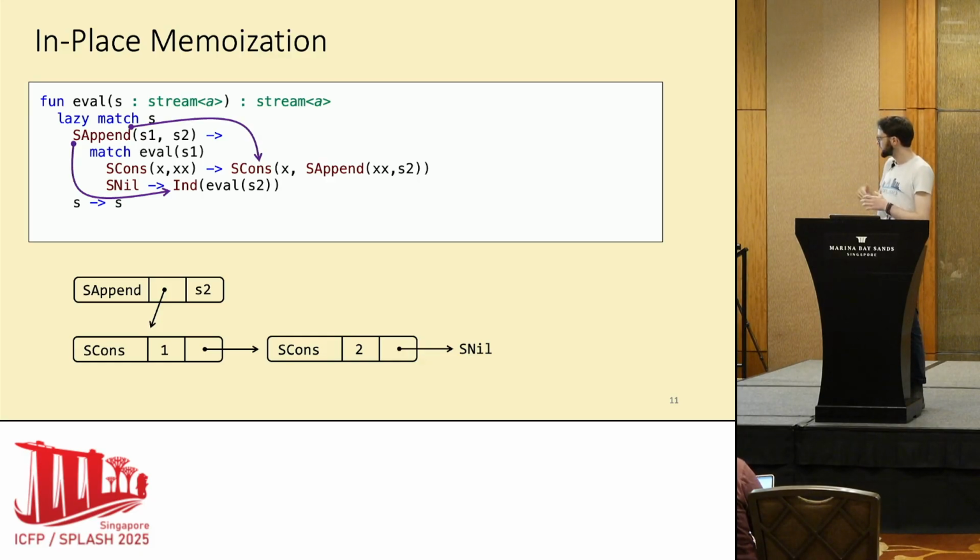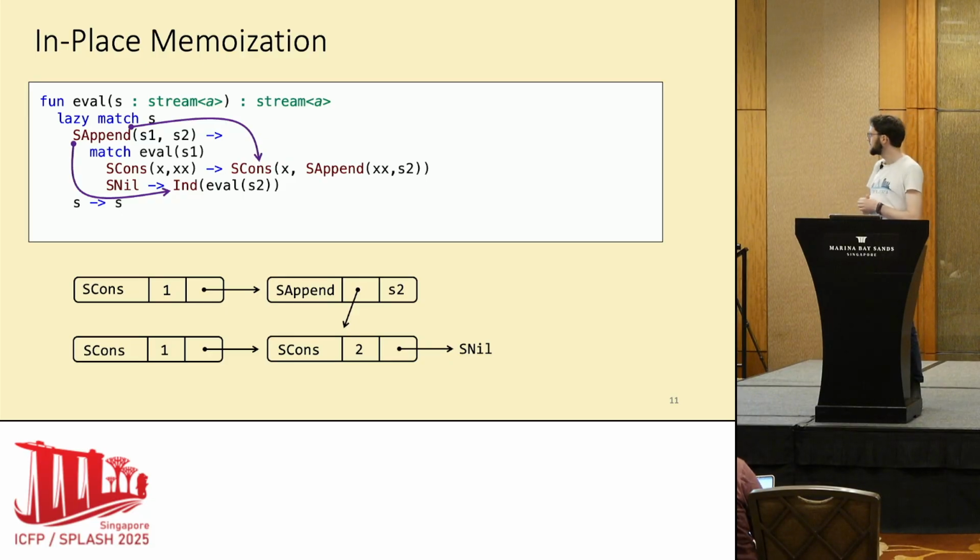If we look at this program down here, let's say we have an sappend where we append the stream 1 to nil on top of S2. We want to use the memory of sappend itself to store the result of the lazy evaluation. To evaluate this, when we first see the sappend, we of course match on S1, which is already evaluated. And so we see that we have to return an scons1, which we write directly into the memory of the sappend. And then we also have to allocate another sappend of the remainder of the stream and S2.